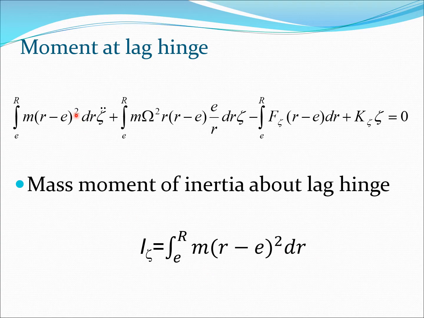Now with this definition, this term becomes I zeta, so you get the zeta double dot term here. Similarly, we are going to get the stiffness term, and that's going to come from zeta here and zeta here. So there's going to be one component of the stiffness coming from centrifugal force and the second component coming from the lag stiffness. And this term has no zeta or zeta double dot, so it's moved to the right hand side.